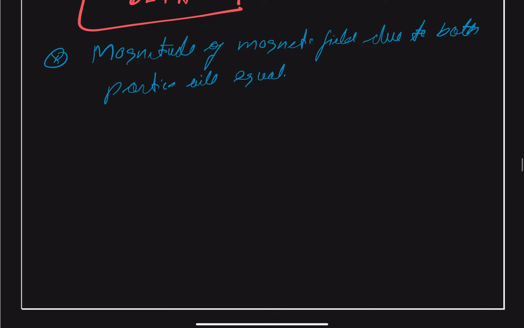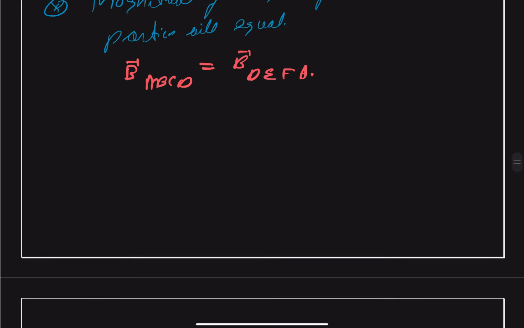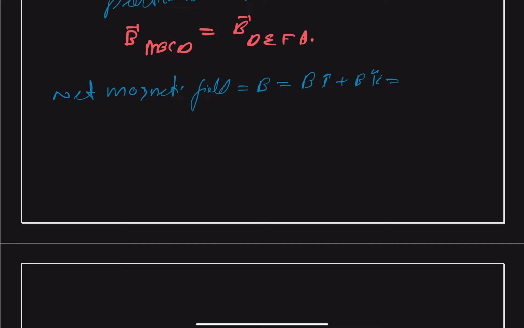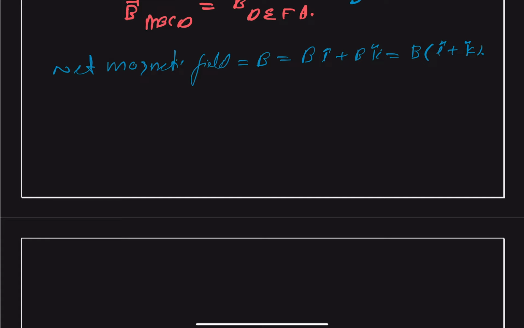So we can write that the magnetic field because of A, B, C, D will be equal to the magnetic field because of D, E, F, A, and the net magnetic field B is our B in I direction plus B in K direction. Because they are equal, we can just say this is equal to B(I + K), and we need to find out the direction.